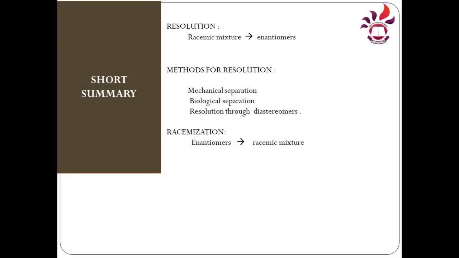The points to be remembered. First one is resolution. Separation of a racemic mixture into two optically active compounds, that is dextrorotatory and levorotatory isomers, is called resolution. Then the methods of resolution we have already seen: mechanical, biological and resolution through diastereomers. From this we have seen the uses of resolution. Racemization is the conversion of optically active compounds into a racemic mixture, 50 to 50%, that is two enantiomers.